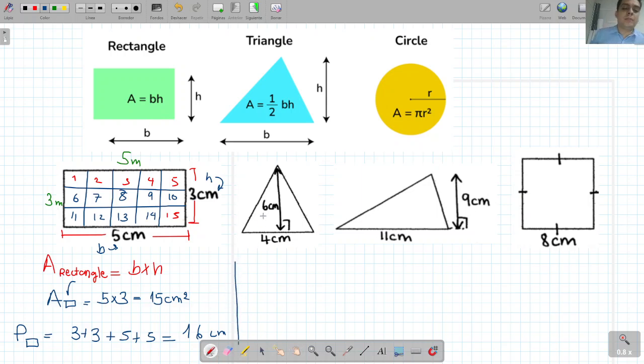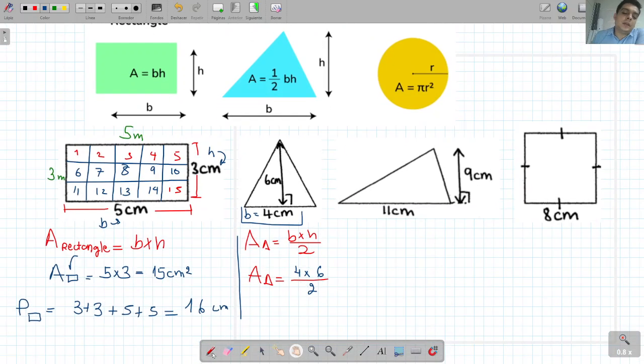For the second one, we got a triangle. So let me write it in this way. We know that the area of a triangle is going to be base times height divided by 2. Now, in this exercise, because we have to follow the formula, we do the same as in the beginning. We look for the base, which is always against the floor. In this case it is 4. And we multiply by the height, which is 6. And then divided by 2.